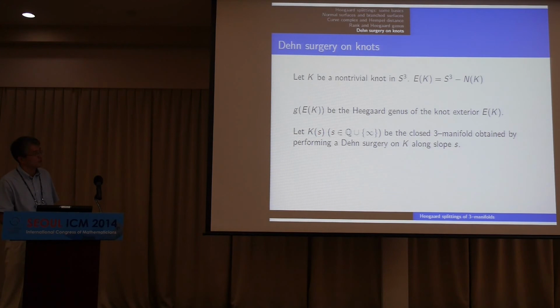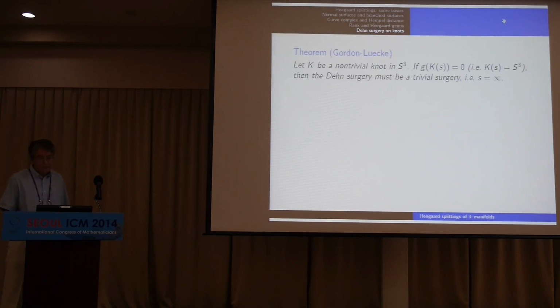So if you have a slope and you remove the neighborhood of the knot and glue it back in a different way because of the surgery, now the natural question is whether or not it's possible to determine the Heegaard genus of the manifold after the surgery. And of course, there's the knot complement theorem by Gordon and Luecke. It showed that if the manifold after the surgery is S3, then the surgery has to be along the trivial slope. And you can ask what happens if after the surgery you get a lens space.